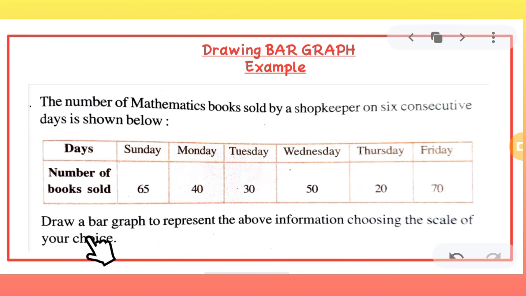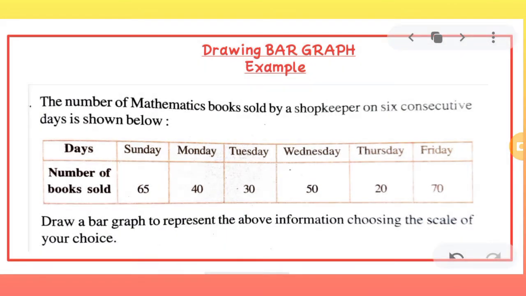So this is the data. Now we have to draw a bar graph to represent the above information, choosing the scale of your choice. Now we will see here, from the data only we will decide our scale first. So 65, 40, 30, 50, 20, 70. The minimum is 20 and the maximum is 70. That means we have to define from 20 to 70. So we can say every data is in the figures of tens. So we can give our unit scale as 10, or as 5 as well.